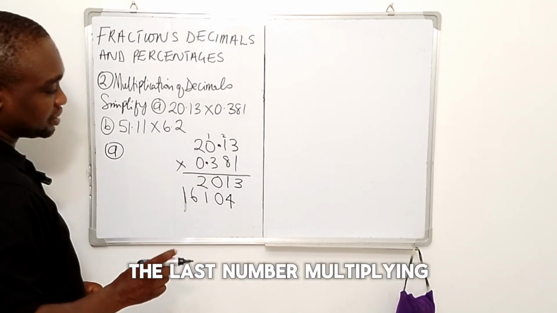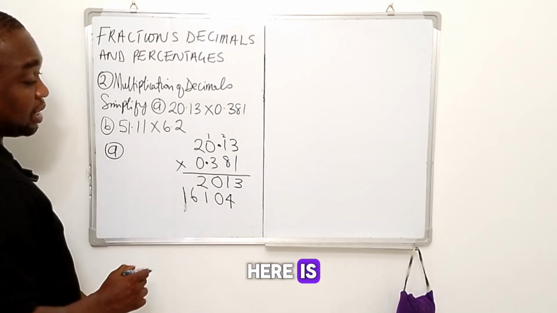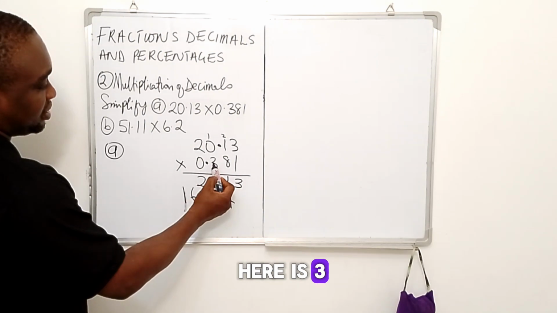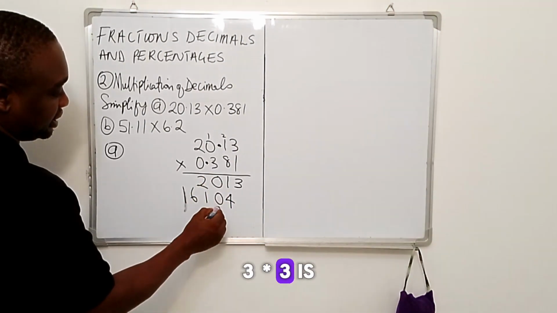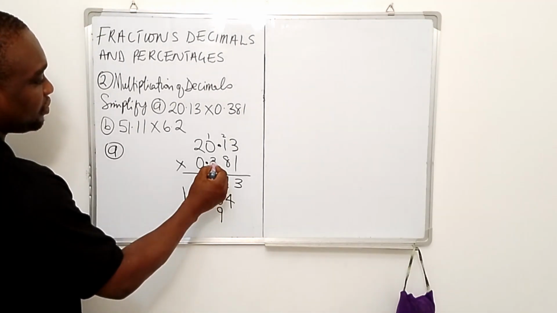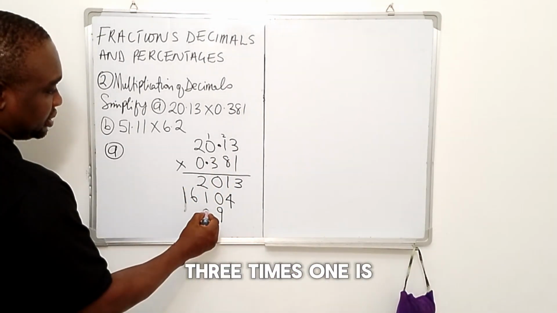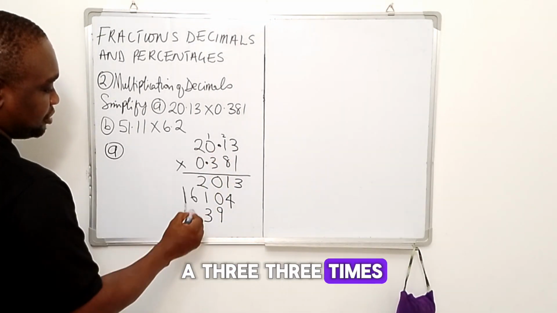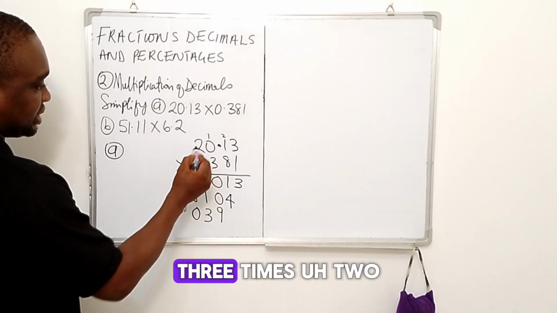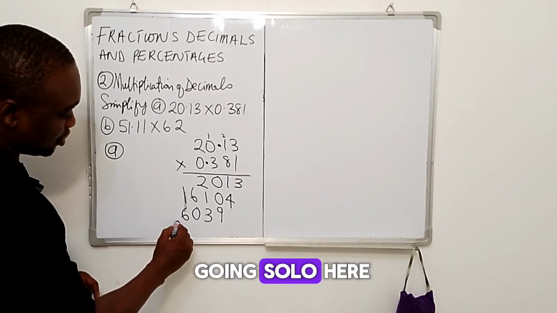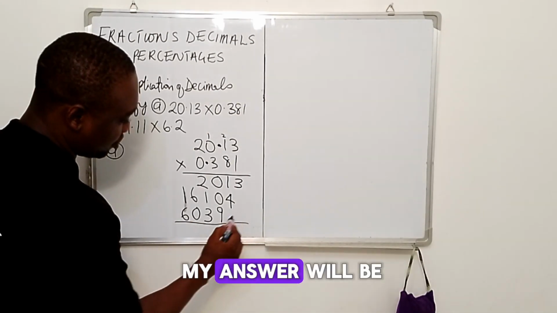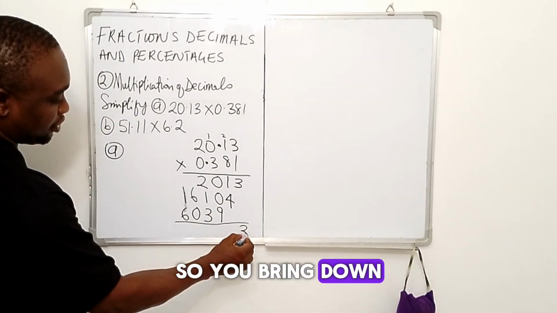The last number I'm using to multiply here is 3. 3 times 3, of course, the solution will be here on this line. 3 times 3 is a 9. 3 times 1 is a 3. 3 times 0 is a 0. 3 times 2 is 6. Pardon me going so low here, but this is what my answer will be. So you bring down your 3.